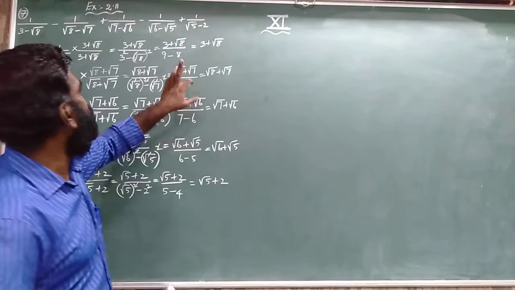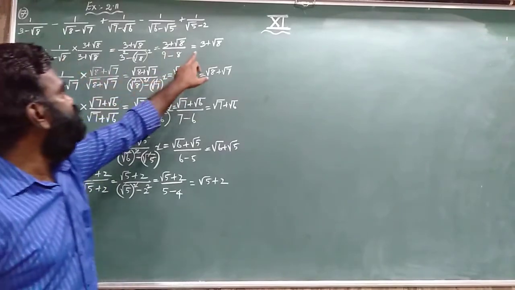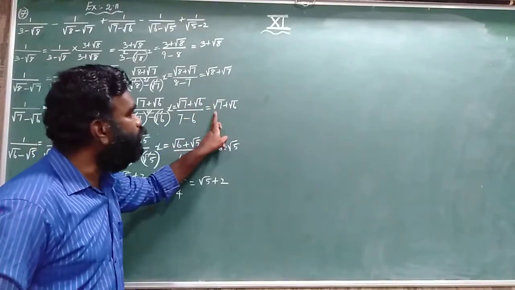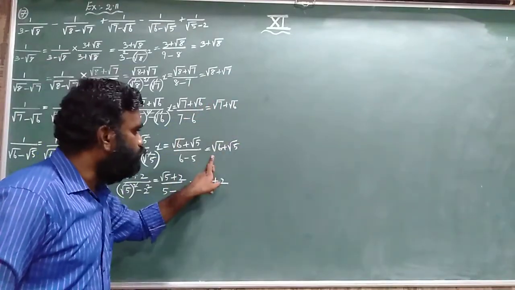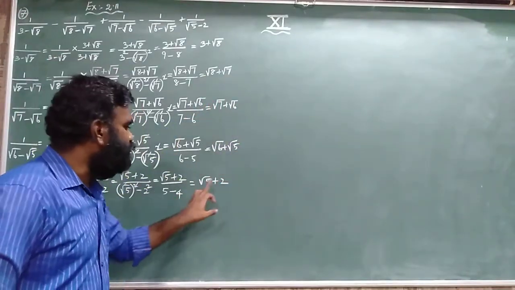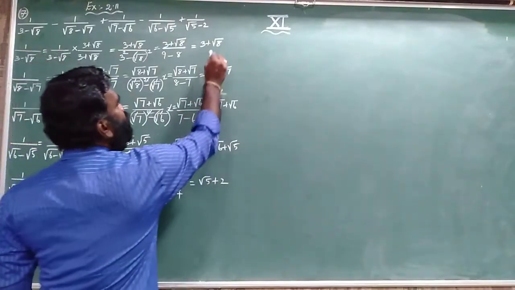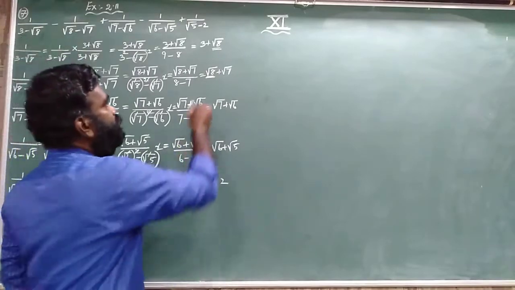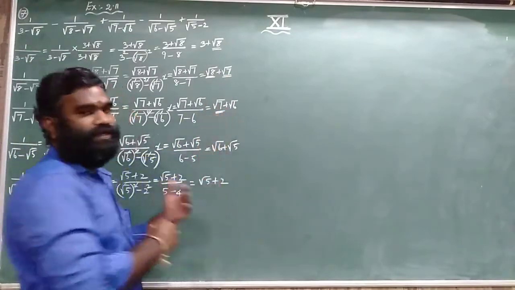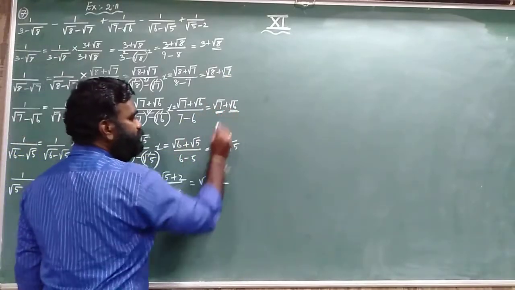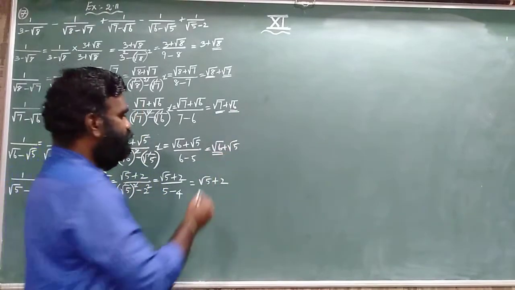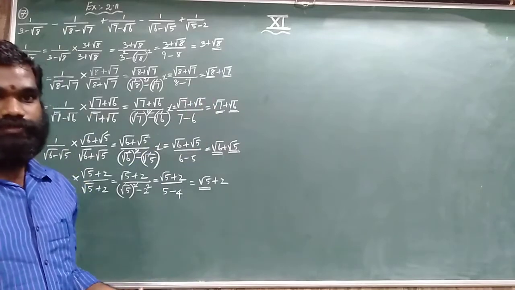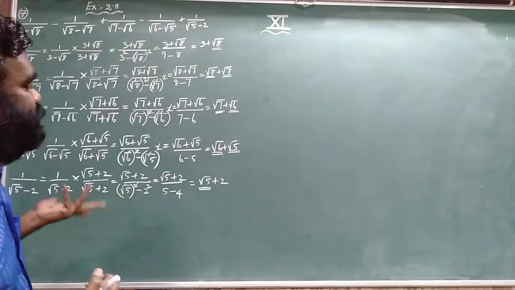Check here. We start here: 3 plus square root of 8, square root of 8 plus square root of 7, square root of 7 plus square root of 6, square root of 6 plus square root of 5, square root of 5 plus 2. See here, square root of 8: the ending becomes the starting of the next term. So this one we can easily check and find whether this is correct or not.